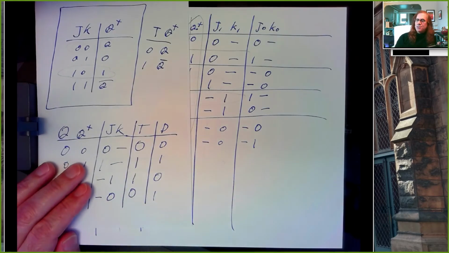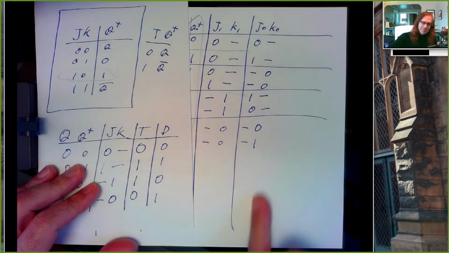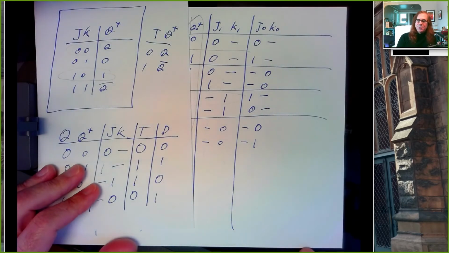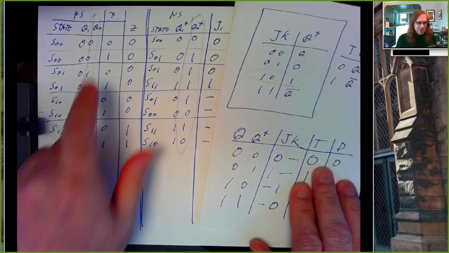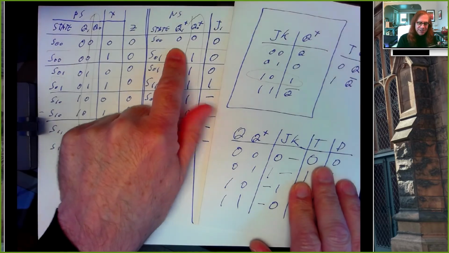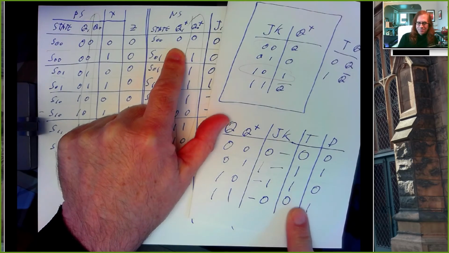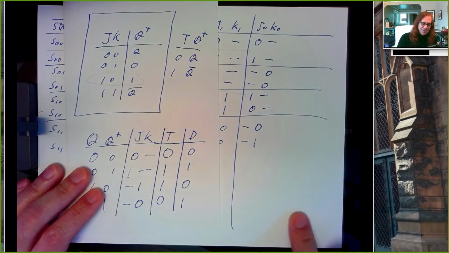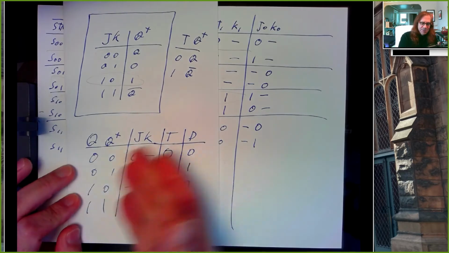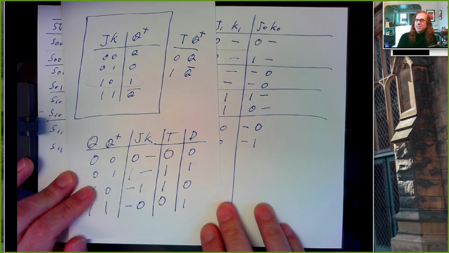If I wanted to redo this problem with T flip-flops, I just need to add one more column for T1 and a column for T0. And how do I decide what the value for T1 is? Well, look at the value for Q1 and Q1 plus, and write down what the value for T should be. So I can add two more columns, T1, T0, and just fill those in using this input excitation table. And now I've got all the information I need to build my circuit with T flip-flops.